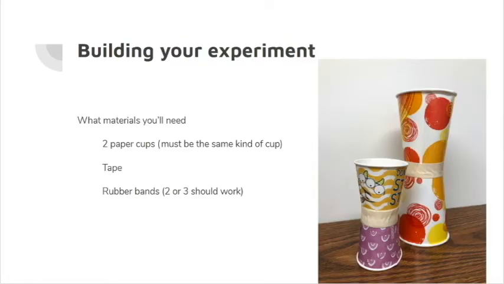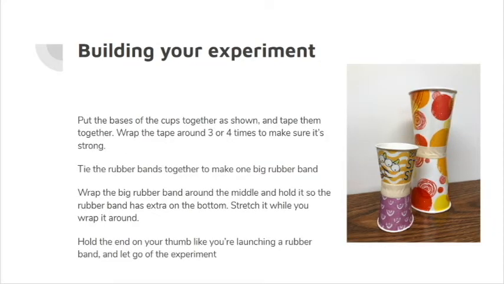Now, to conduct this experiment at home, what you're going to need is two paper cups. They have to be the same cups. A bunch of rubber bands, usually 2 or 3 will work, and some tape to hold those cups together. To build your experiment, take your two paper cups and put the bases together. Wrap some tape around there about 2 or 3 times, just enough to make it strong.